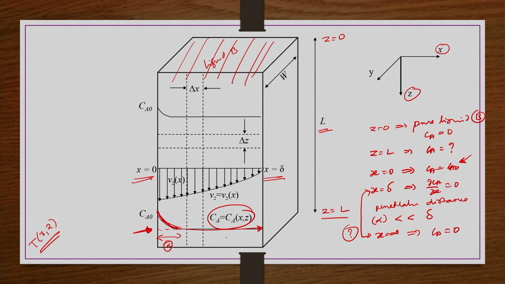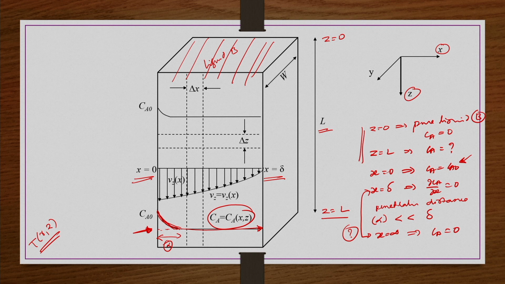We cannot say Ca is a function of only X, it is a function of Z also. So we need to know two boundary conditions in the Z direction, and two boundary conditions in the X direction. In the Z direction, we can specify only one boundary condition; the other boundary condition at the bottom we cannot specify. We cannot even say dou Ca by dou Z is 0. We cannot say that physically. So these are the boundary conditions, but this has been simplified like this.